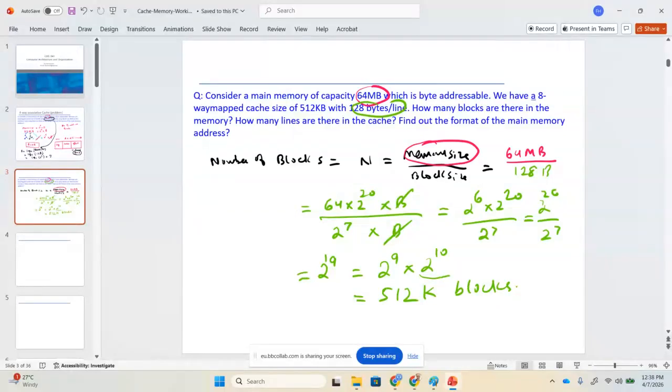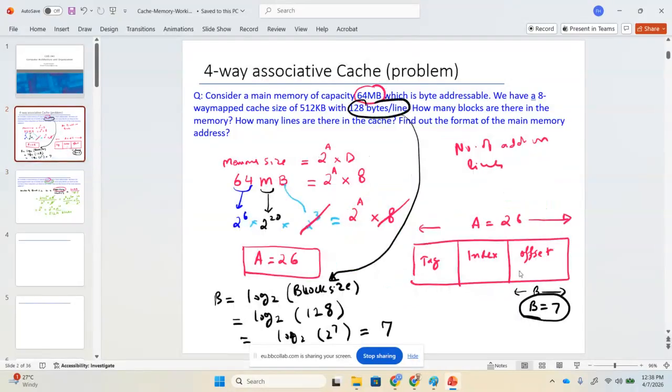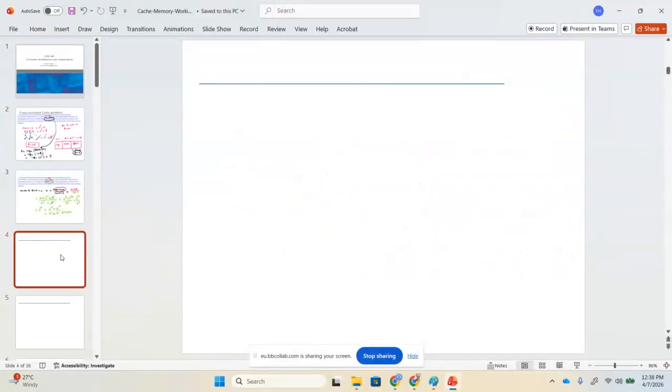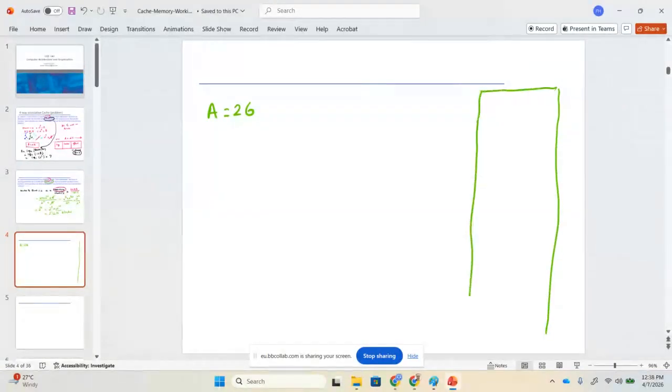Okay. Now, another question. Now we have this main memory. Please remember, what are the address lines here? How many address lines are there for the memory? 26. A is now 26. This is a big problem, and I could have solved it very easily on a board, but because I need to use this, we already computed A, so A is 26. And this is my memory map.